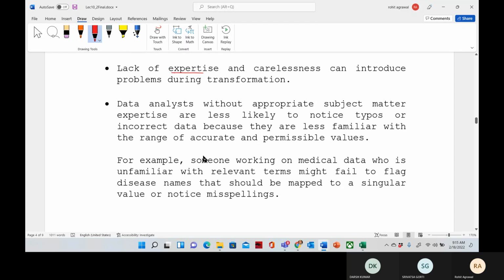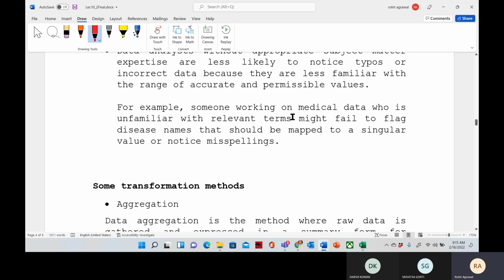Okay. So this is an example. Suppose someone is working on medical data and he or she is not familiar with the relevant terms, they might fail to flag a disease name. So this is again a problem here.